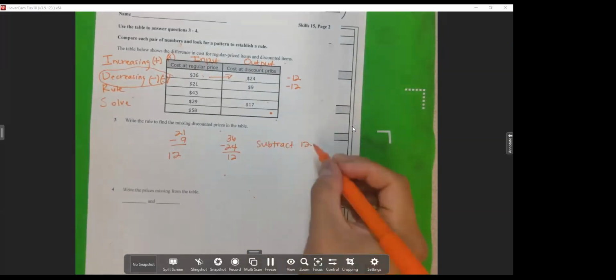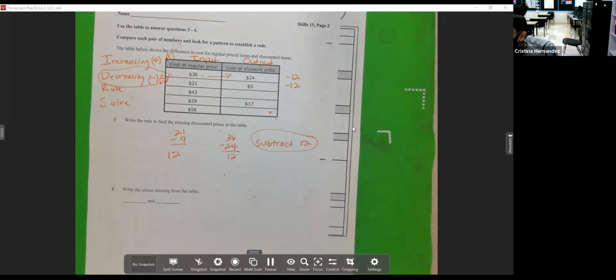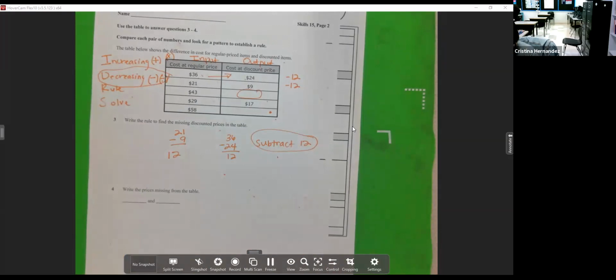Good job, Jacob. But now we need to figure out these missing numbers. How do you find those missing numbers? You can tell me. We're going to have to use our rule to find these missing numbers. Audrina, what are we going to do to find the missing number for this one right here? Subtract 12 from 40.